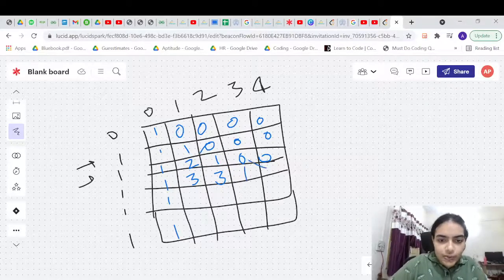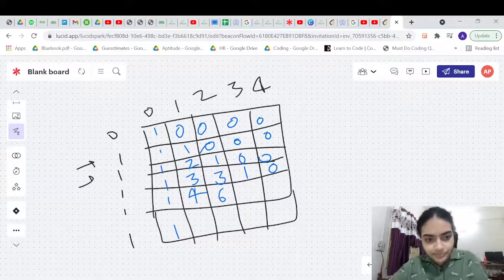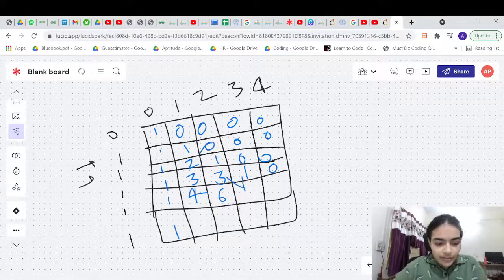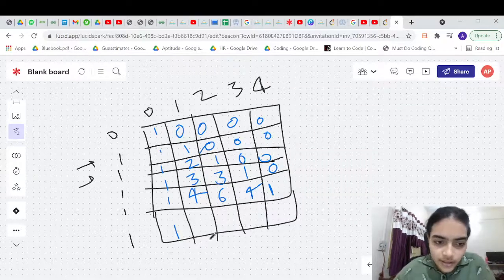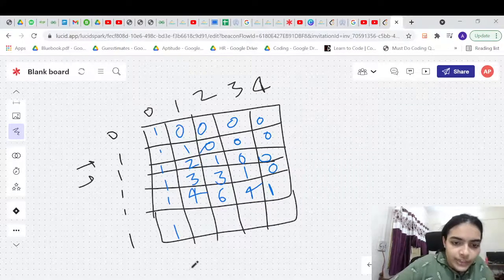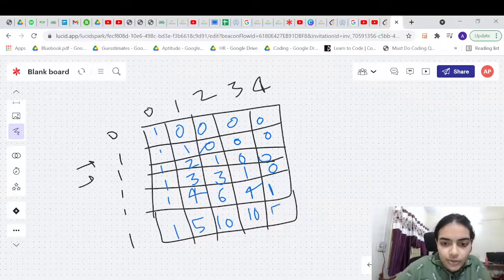So 1 plus 0 is 1, 0 plus 0 is 0, and so on, right? In this case, what is the answer? 1 plus 3 is 4, 3 plus 3 is 6, and 3 plus 1 is 4, 1 plus 0 is 1, and so on. Let's try to continue filling this table. 1 plus 4 is 5, 4 plus 6 is 10, 6 plus 4 is 10, 4 plus 1 is 5.